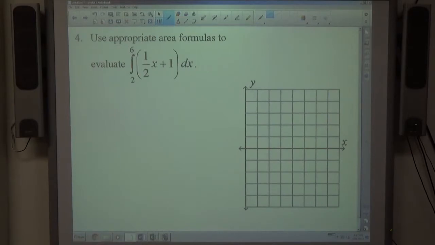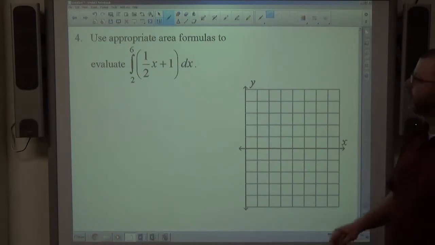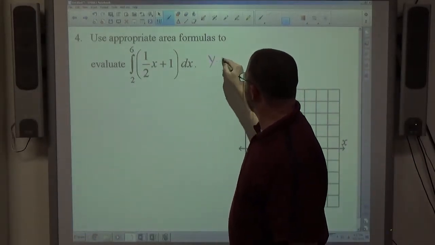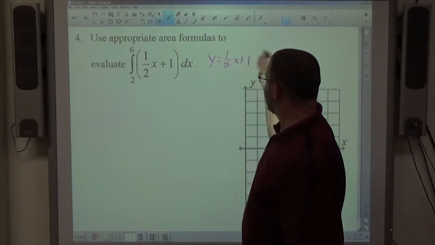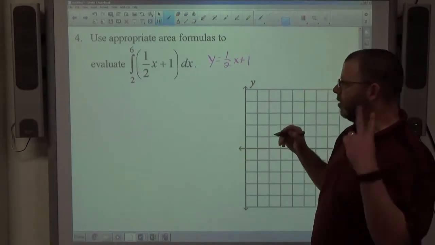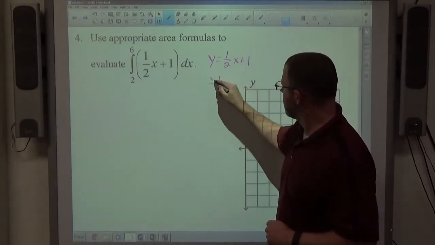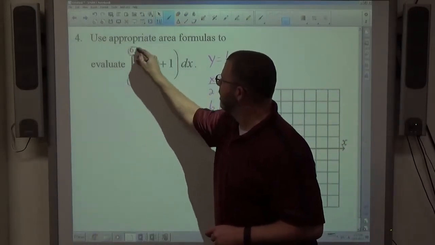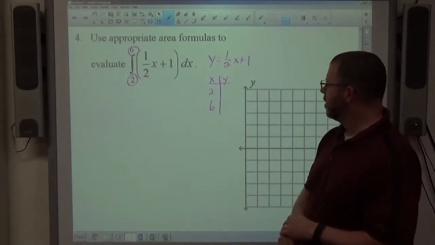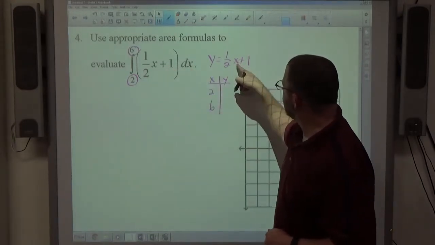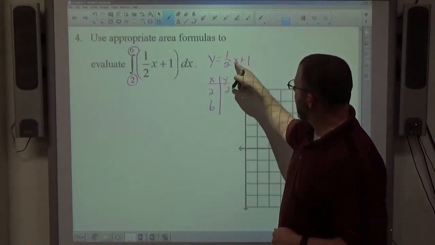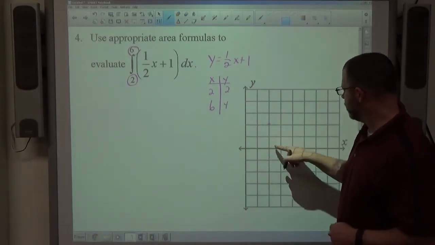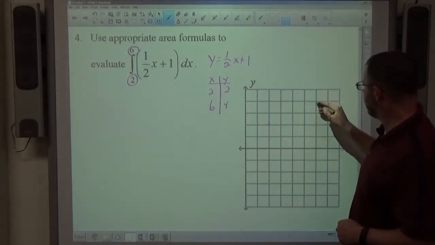Number 4, use the appropriate area formulas to evaluate this. If you recognize the equation, this is y equals 1/2 x plus 1. It's a linear equation, so to get the equation y, we need 2 points. I'm going to pick 2 and 6 because those are my boundaries. So if I put x equals 2 in, I'm going to get half of 2 is 1 plus 1 is 2. Half of 6 is 3 plus 1 is 4. So 1, 2, 2. And 1, 2, 3, 4, 5, 6, 1, 2, 3, 4.